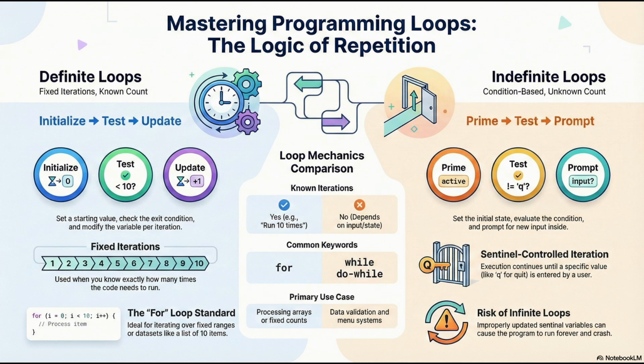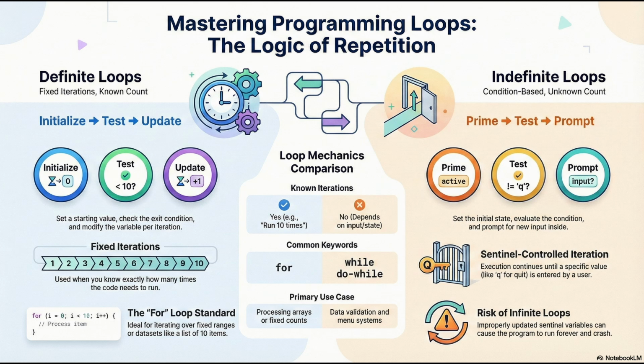So prime means ask once to get things started. Test checks the answer, and prompt asks again inside so we can eventually stop. You've got it. And that prompt inside the loop is what updates the value for the next test. It's the number one thing students forget in while loops. They write the logic to process the data, but they forget to ask for the next piece of data. So we've got definite loops for counting, indefinite for monitoring user input.